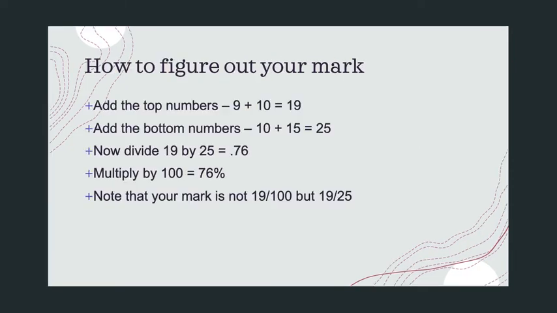When we add the 9 and 10, we get 19. When we add the 10 and 15, we get 25. Now divide the 19 by 25 and you get 0.76. Then we multiply by 100 to get 76%. So you'll note that your mark is not 19 out of 100 or 19%, but 19 out of 25, which is 76%, which is a pretty good average.